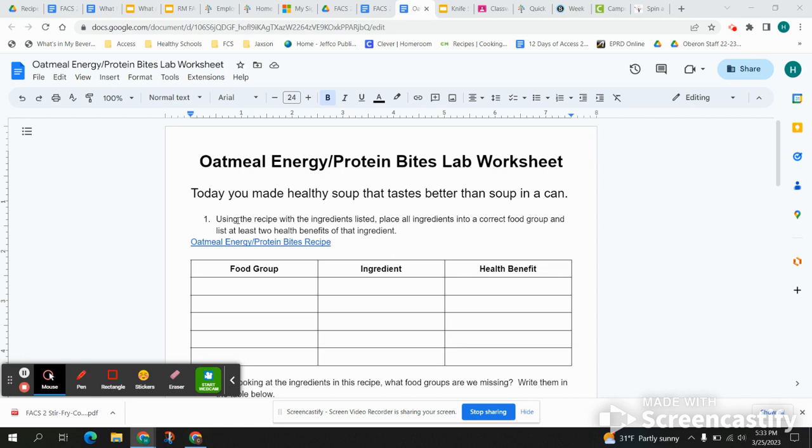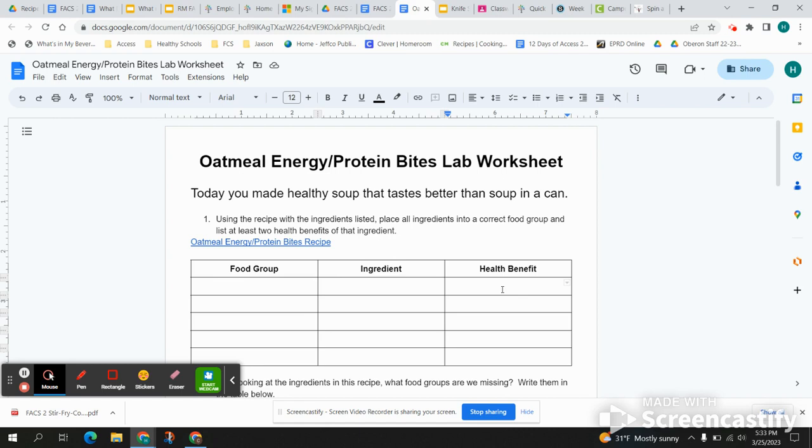So number one says using the recipe with the ingredients listed, place all ingredients into the correct food group and list at least 2 health benefits of that ingredient. So here's the recipe that you guys are making in class. You're going to put what food group it is in. This is a quick reminder from Facts 1 of what food groups things belong in. So you're going to open the recipe and then you'll put grains and then put maybe ingredients, the oatmeal, because oatmeal is a grain.